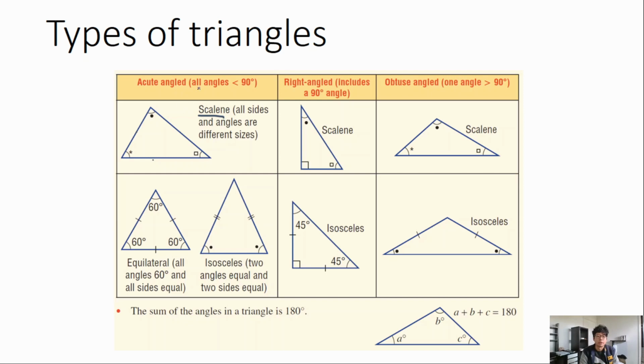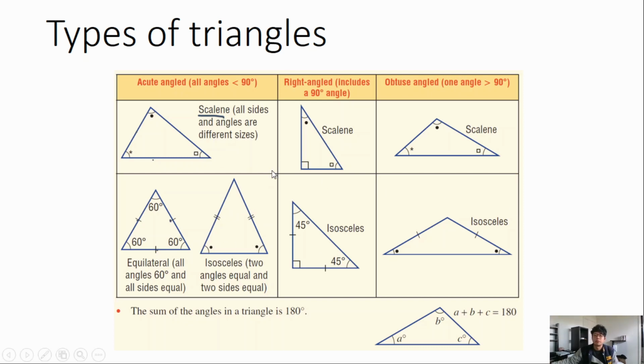Another acute angled triangle is known as the equilateral triangle. That's where all the angles are the same size. That will be 60. And all the side lengths are the same as well. And there's one more known as the isosceles triangle. This is when two angles are equal and two sides are equal and one is different. So we can see here, shown by the lines there, these two sides will be the same length and those two angles will be the same size.